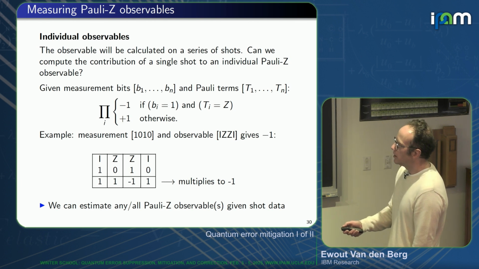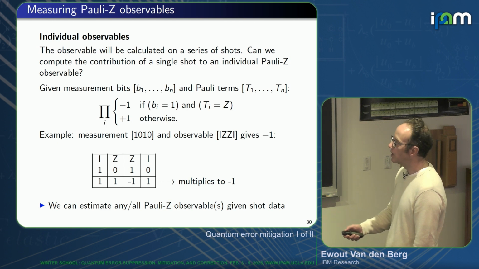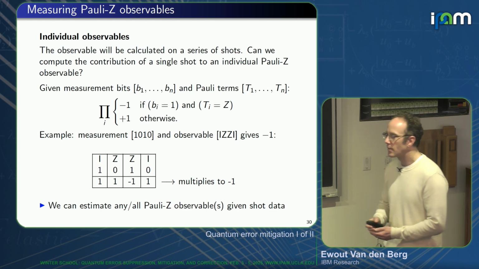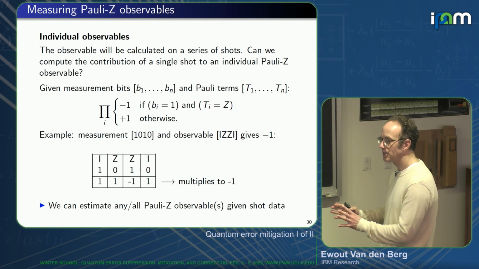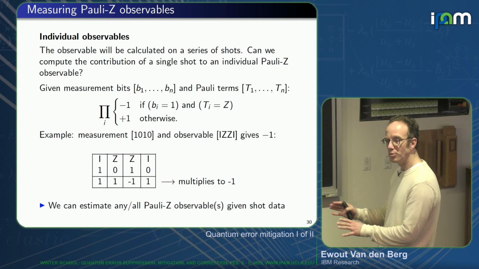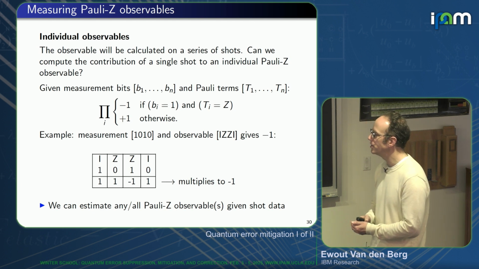Right? So if your measurement was 1, 0, 1, 0 and your observable is I, Z, Z, I, then I with the measured 1 is a 1, Z with the measured 0 is just a 1 as well, Z with the bottom right element, that's a -1, and identity with anything is 1. So you then multiply them all together, right? And then you get a -1 outcome. That's for that shot, the value contribution is -1, and you take a lot of shots to get the expectation value of your Pauli Z observable.